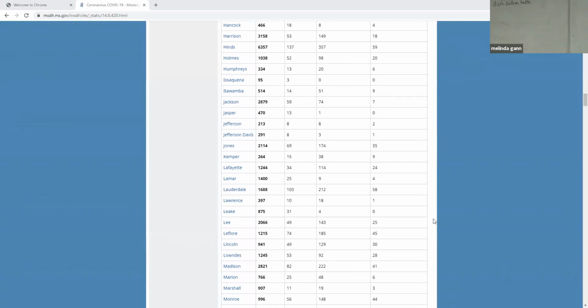All right, you're in Hinds County right now. Hinds County has 6,357 people since March who have had COVID. All right, 137 people in Hinds County have died of COVID. So you can scroll down, and these numbers change daily. So I tend to check the website to see what's happening where I live. Is everybody with me? Now, that overwhelms people.